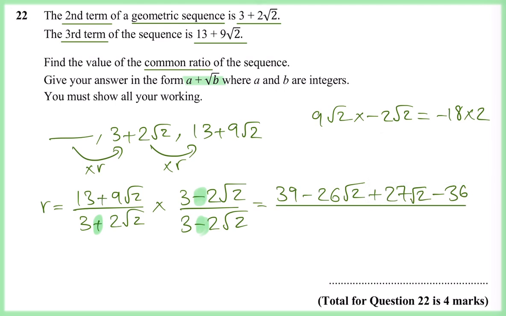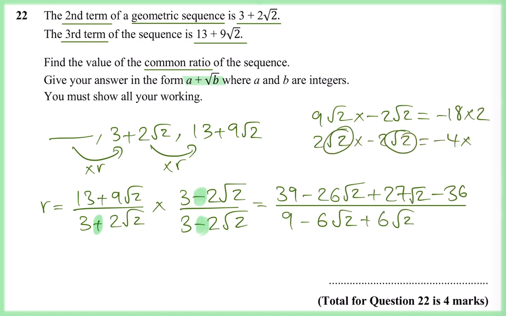And the denominator will be 3 times 3. 3 times negative 2 root 2, negative 6 root 2. 2 root 2 times 3, positive 6 root 2. And then that's just negative. So 2 root 2 times negative 2 root 2. That's negative 4 times 2, which is negative 8.